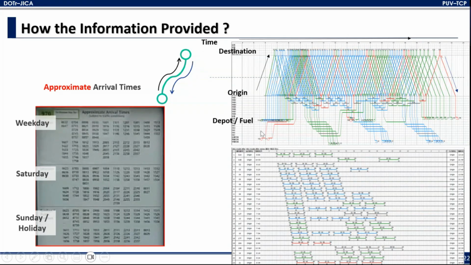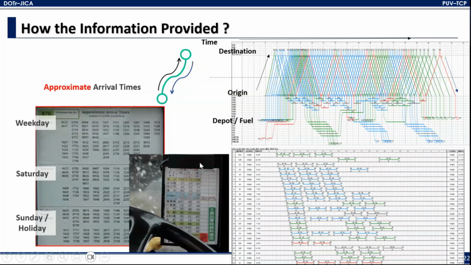So the driver and operation schedules will be distributed to each operator and each driver. The drivers need to check the times and operate according to this timetable schedule. And most of you consider the travel time may be delayed due to traffic congestion around the cities.